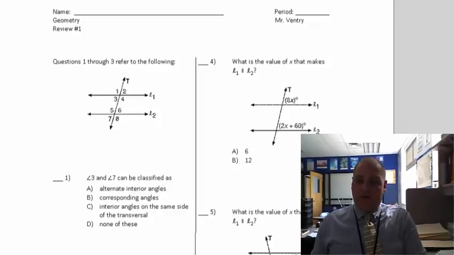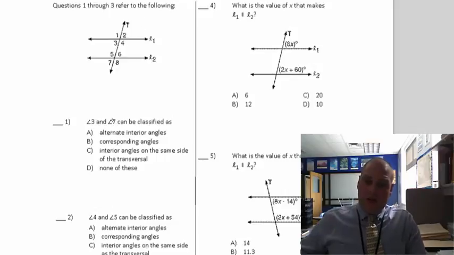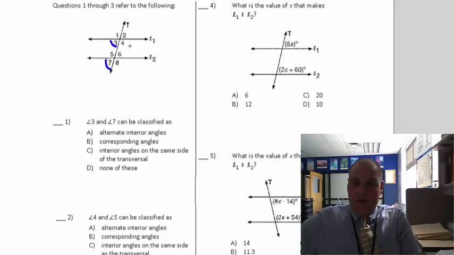So the first 3 questions refer to this diagram here. Which of the following, angle 3 and angle 7, can they be classified as? Well, here's 3 and here's 7, and those are in the exact same position. One's up here, one's down here, but they're in the same position. That means they are corresponding, so that is choice B.